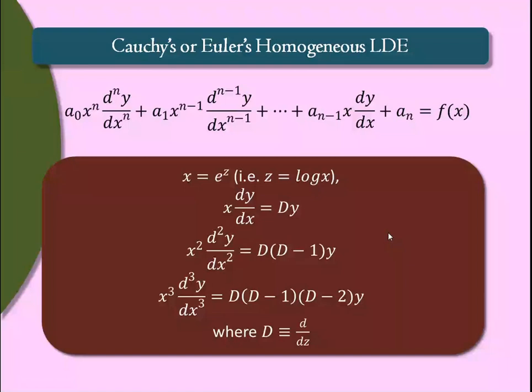Again, in this problem also, capital D stands for d by dz. So whatever yc and yp we get, we get in terms of z. That care we have to take while solving these two types of problems, Legendre's or Cauchy's. Whatever method we are using, instead of x, we have to consider z terms, and then after simplification, we can get a solution. Now we'll take the problems based on these two types.